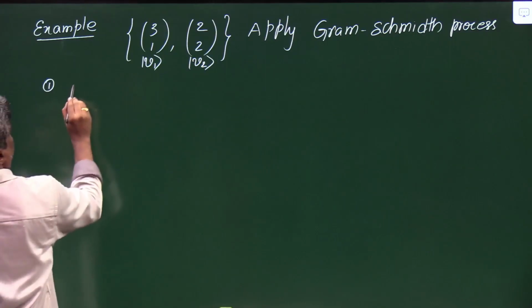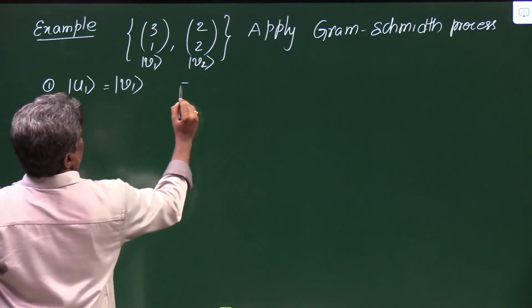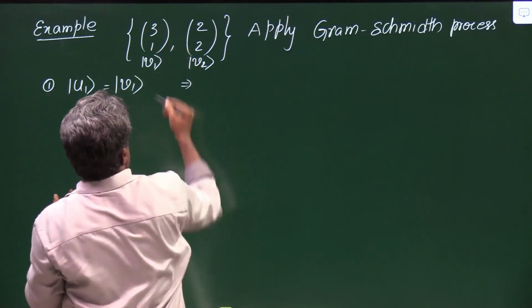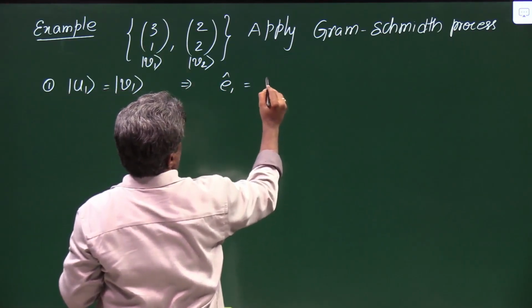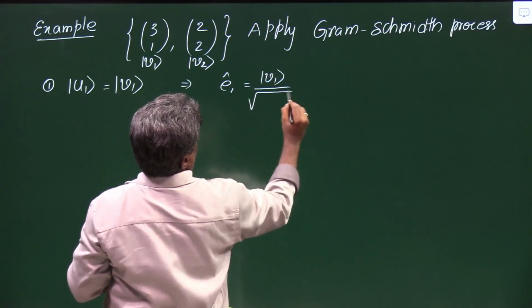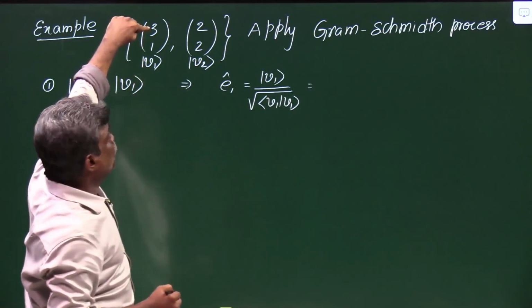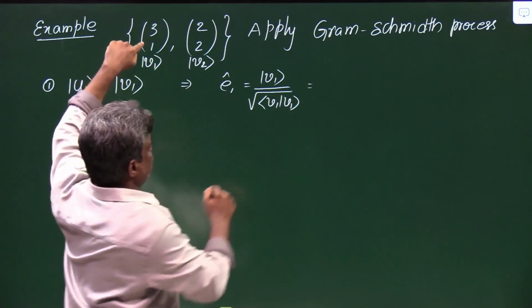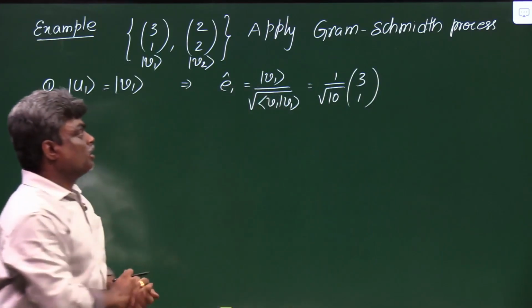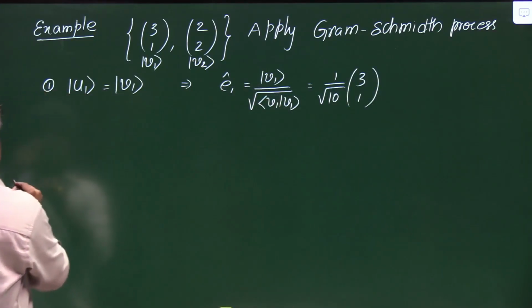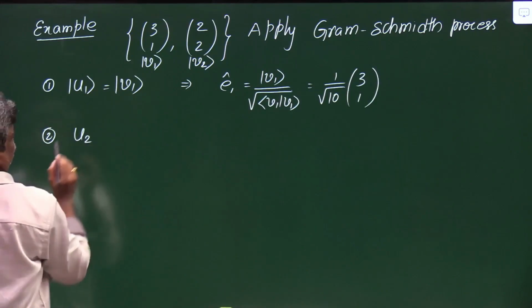So first, as usual, I have to define U1, which is nothing but V1, first vector as it is, no issue. So which is nothing but 3, 1. So directly we can find the unit vector corresponding to this V1, which is V1 by its normalization constant, which is nothing but 1 by under root a square plus b square. Earlier problems I have already discussed. This is 1 over under root 10 times 3, 1. So that is the E1 cap. Next, we have to find this E2. But before going to find that, first we have to find U2.